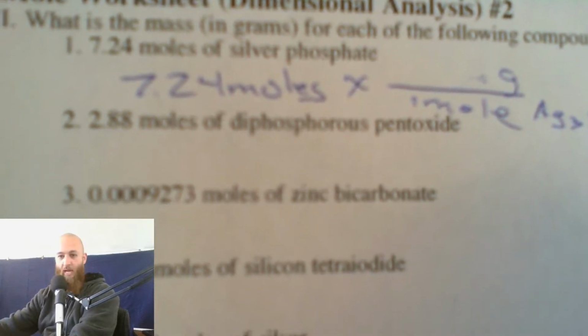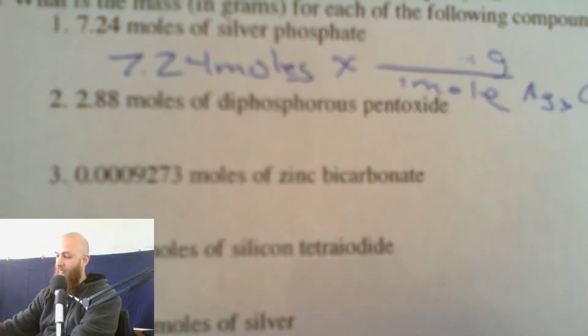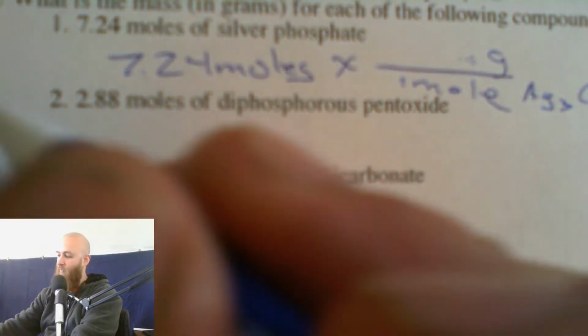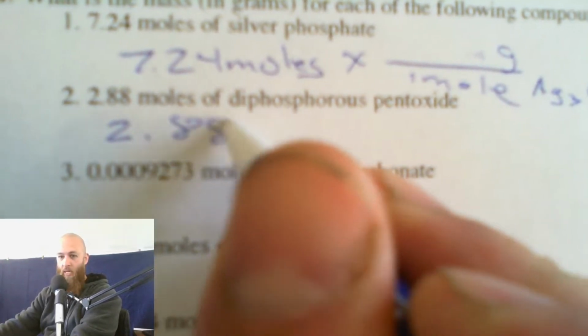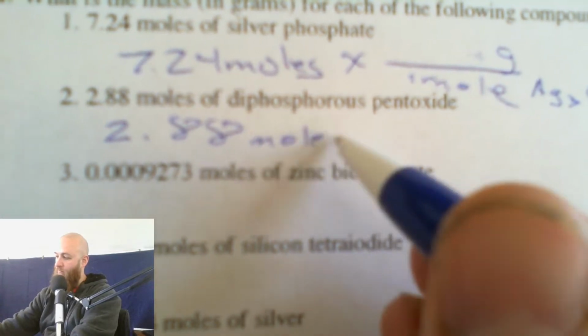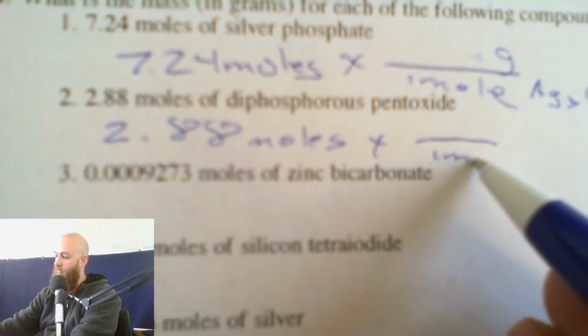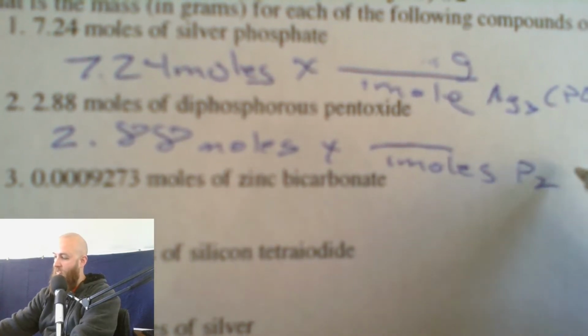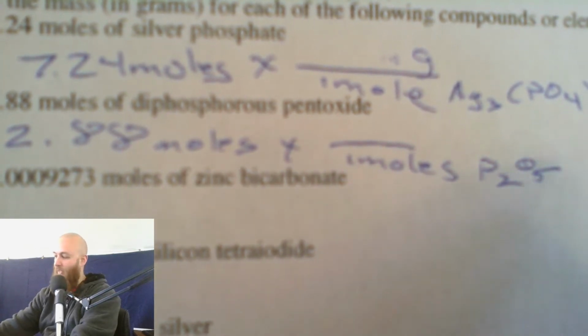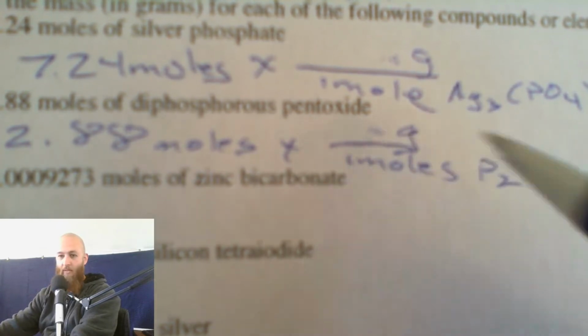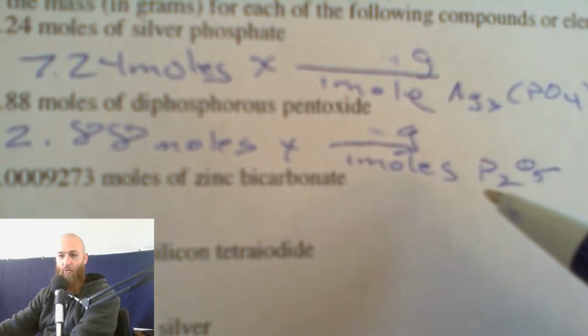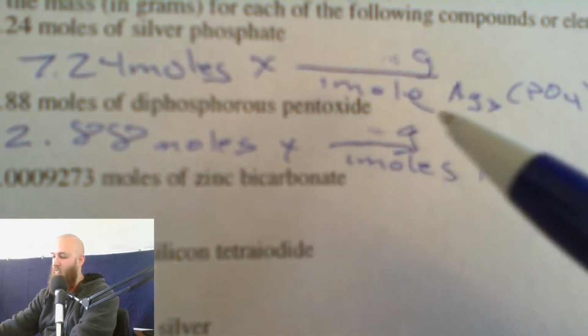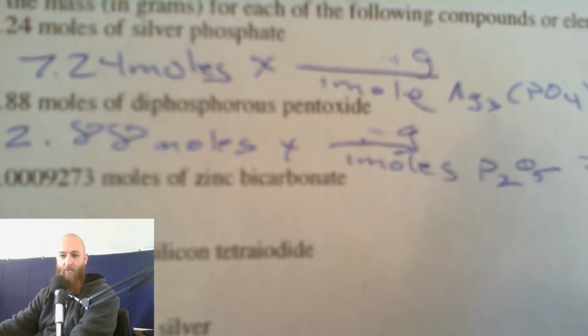The next one, I got 2.88 moles of diphosphorus pentoxide. So you start with what you know, 2.88 moles. Let's get rid of moles. And the formula is right there in the name, diphosphorus pentoxide. It's a fairly common molecular compound. Same deal. You're switching it to grams. You get that from the periodic table, and you add it all up. 2 phosphoruses, 5 oxygens. Get the mass, put it there, get your answer, okay?